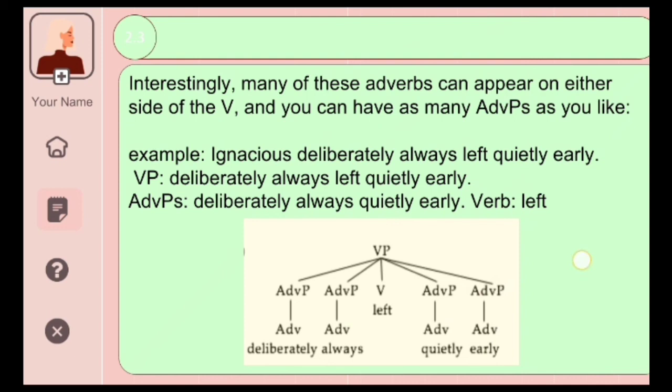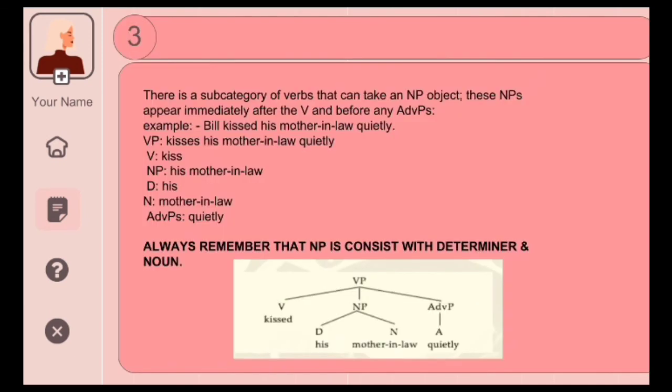There is a subcategory of verbs that can take a noun phrase object. These noun phrases appear immediately after the verb and before any adverb phrases. For example, Bill kissed his mother-in-law quietly. Our verb phrase there is kissed his mother-in-law quietly. Our verb is kissed. Our noun phrase is his mother-in-law: determiner his, noun mother-in-law. And our adverb phrase is quietly, which is an adverb.